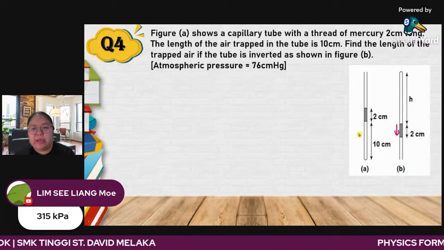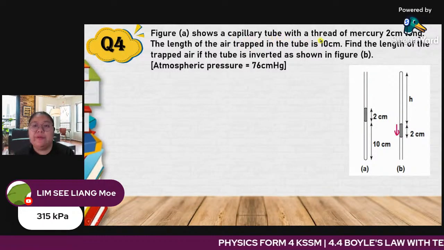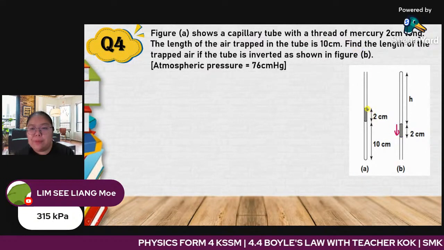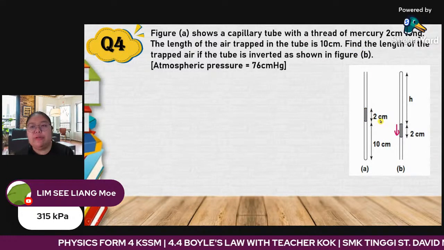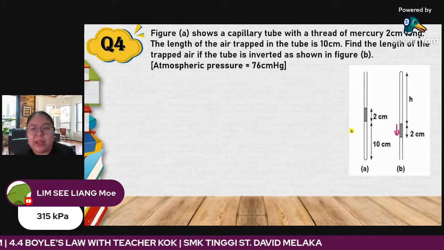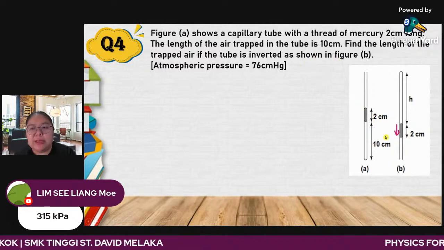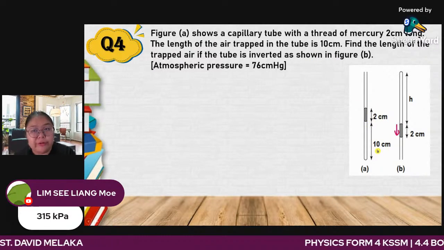In figure A, they show a capillary tube with trapped mercury. Inside there is mercury at the middle, and the mercury length is 2 cm. At the bottom, they trap the A, and in the tube the length is 10 cm. That is the first one.